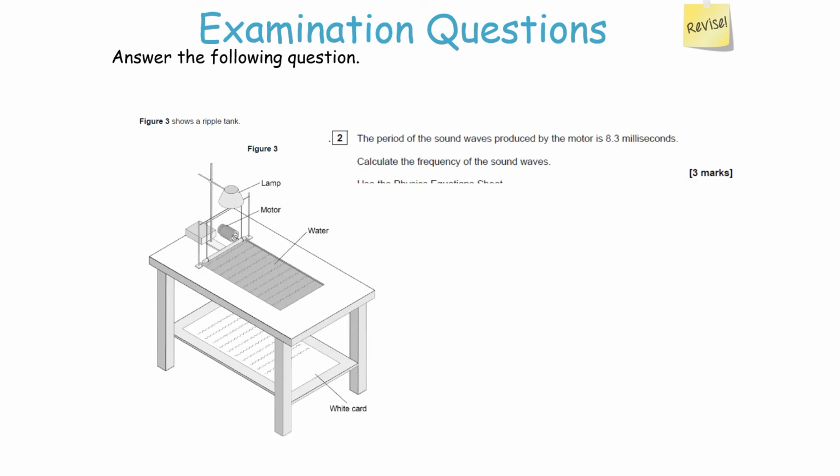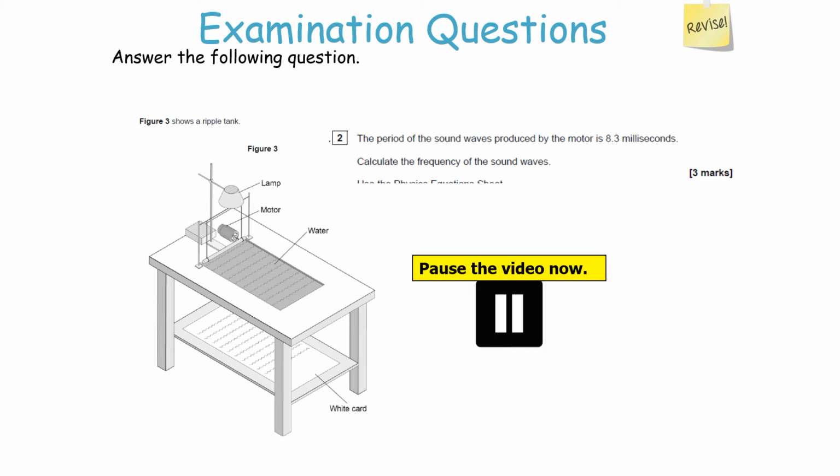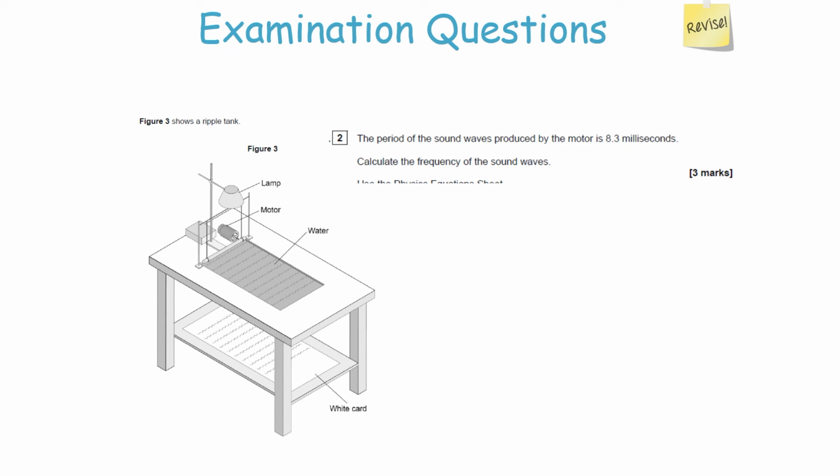Next question. The period of sound waves produced by the motor is 8.3 milliseconds. Calculate the frequency of the sound waves. 3 marks. So pause the video now and then unpause the video when you want to go through your answer. Right, so with this one, it has cut off at the bottom there, but you should be using the physics equation sheet. So when you use the physics equation sheet, make sure you write out what the equation is. And the equation is time period is equal to 1 over frequency.